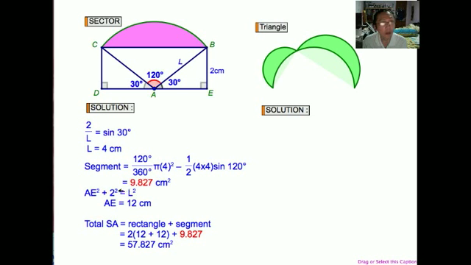And in order to find the area of the rectangle, I need to find the length by first finding AE using Pythagoras theorem. Hence, we can now find the total area of the figure, which is the rectangle plus the segment. Area of a rectangle, 2 times the whole length, which is 24.